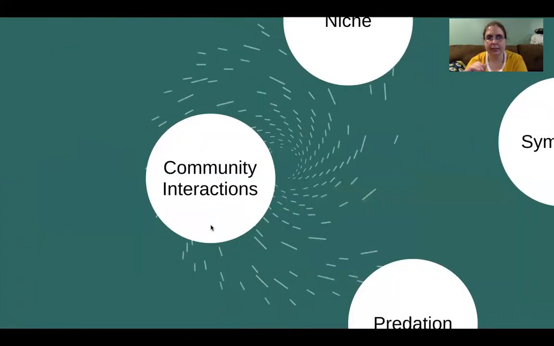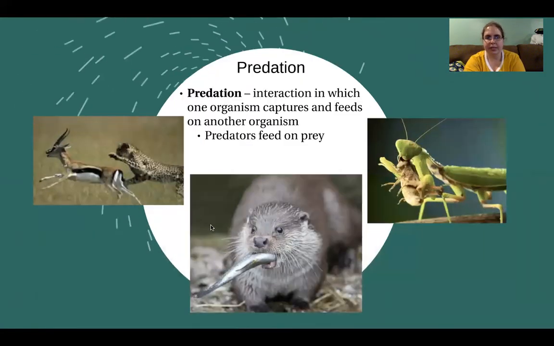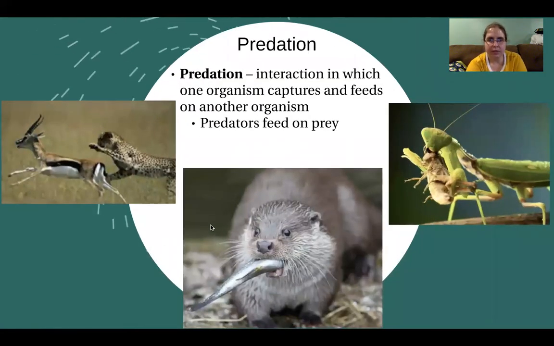All righty. Let's talk about predation. Now I know we've talked about this in a previous slide. We said predation is when one organism is going to capture and feed on another organism. So here we have some examples of that. We have the otter caught and is feeding on the fish. We have a cheetah catching and hopefully feeding on the gazelle-like animal. Here we have a praying mantis eating some other kind of insect.